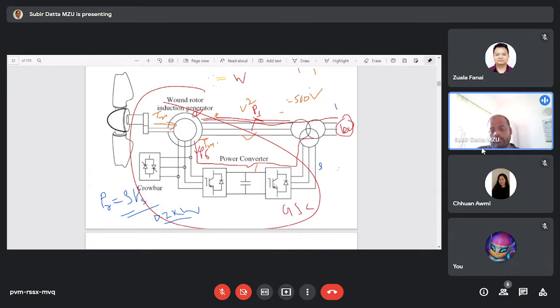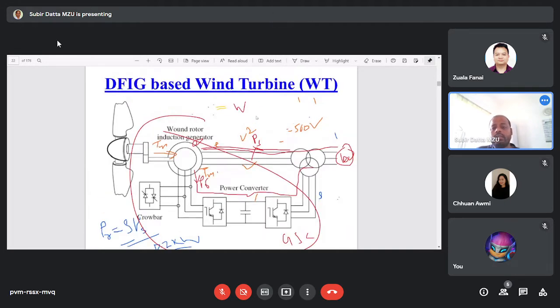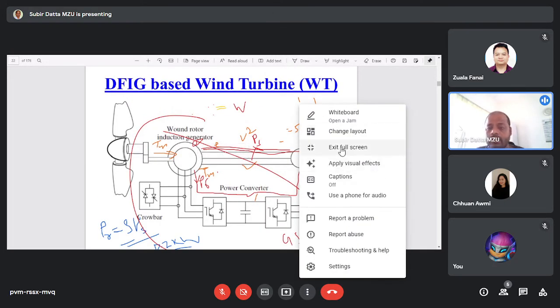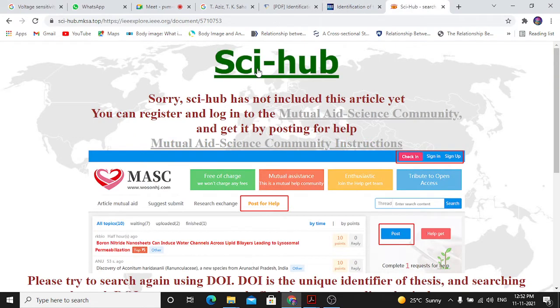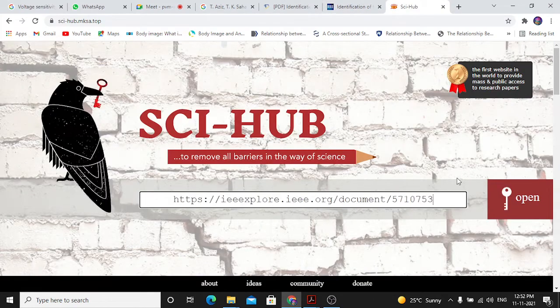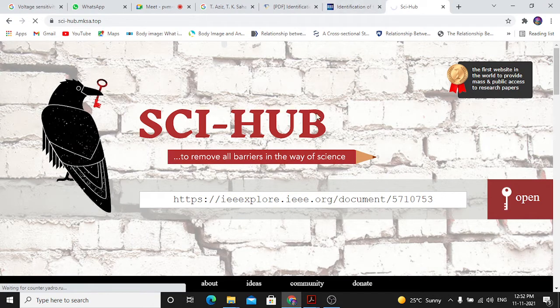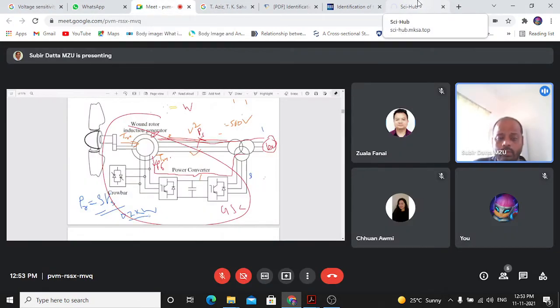So these power electronics converters are handling only the slip times of the stator power. Now, what is the value of the slip for induction motors? The range for the slip is 0 to 1, but in DFIG, the slip is considered from 0.1 to 0.3. So if I consider the slip equal to 0.2 and the stator power is 1 kilowatt, then 1 kilowatt into 0.2 gives 0.2 kilowatt only.